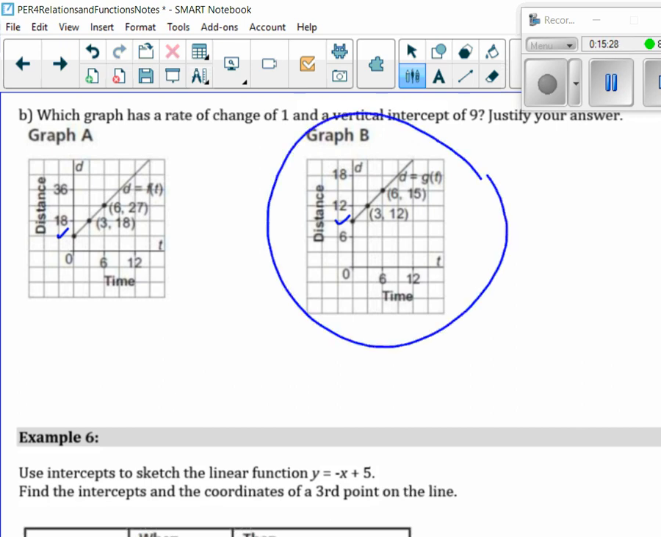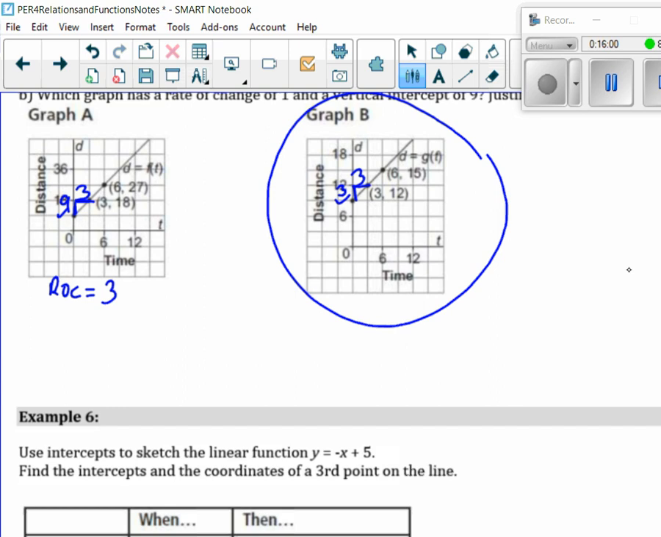So let's look at the rate of change. If I'm going from here to here, what's this rate of change vertically? What's this rate of change right here? 9. And what's this rate of change here? 3. So what's my rate of change? 3. And then here, if I just measure that and that, you see I'm going from 9 to 12, which is a change of 3, and from 0 to 3, it's a change of 3. So do you see that's a rate of change of 1?